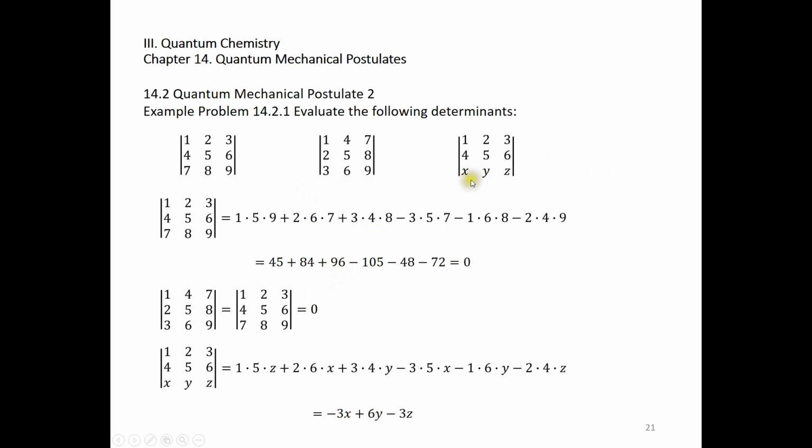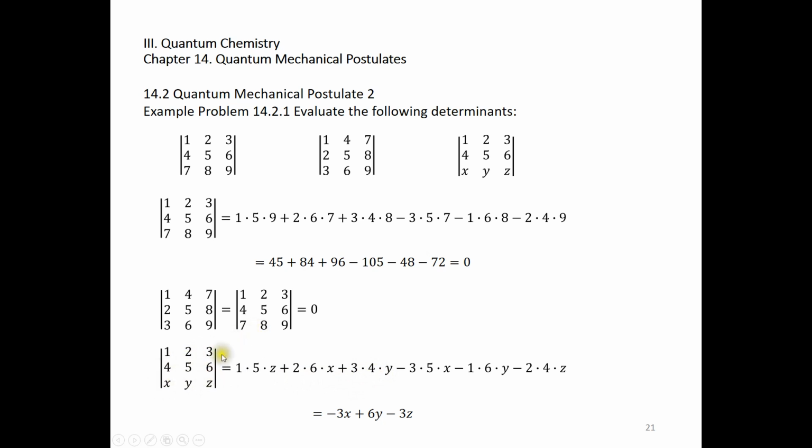Finally, we have some variables in this, but the same principle. If you do not like to copy the first column and second column here and here, there's another way to do it. You just do 1 times 5 times z, so this direction. Remember, we're going to do this direction from top left to bottom right. And then 2 times 6. And then you need to find another element that's not in the same row or column with this element 2 or this element 6. That's x, so 2 times 6 times x. And then 4 times y, and then times 3, because this 3 is not in the same row or column with 4 or y, so 3 times 4 times y.